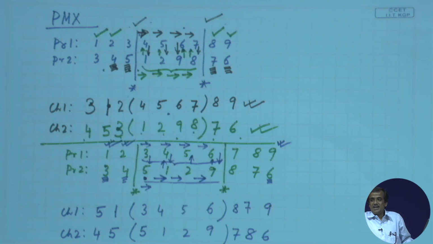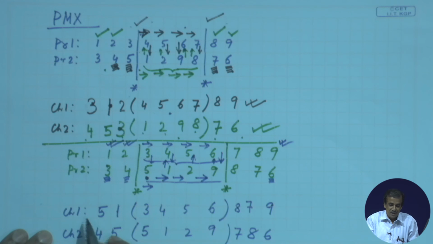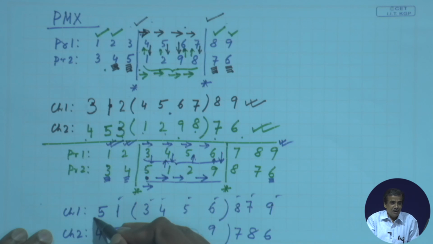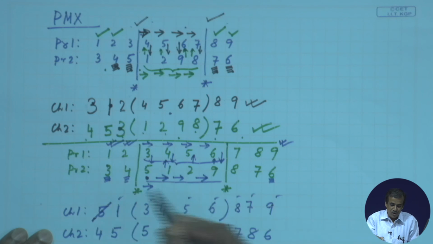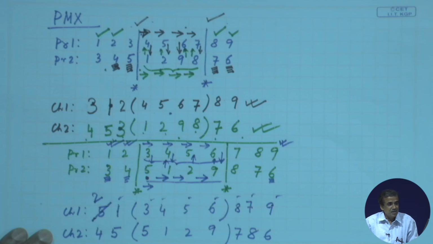And now you can check, you are getting some infeasible solution here. You see child 1: 1, 2 is missing, 3, 4, 5, there are two 5s, 6, 7, 8, 9. Out of the two 5s, one is lying inside the bracket, another is outside the bracket. Inside bracket, do not change it. Outside bracket, you change 5 to 2. 2 is missing. Okay. So, 5 1 will become 2 1.